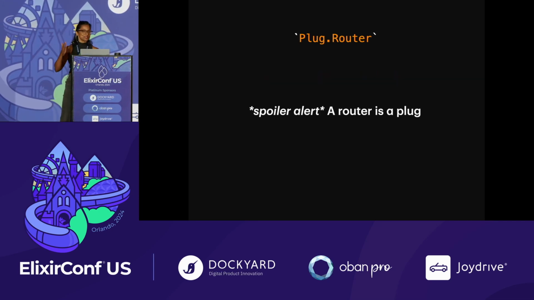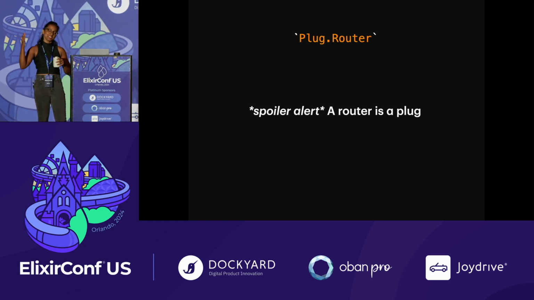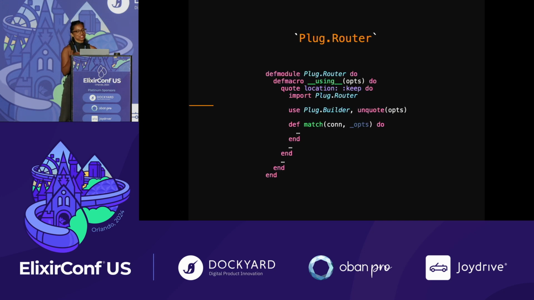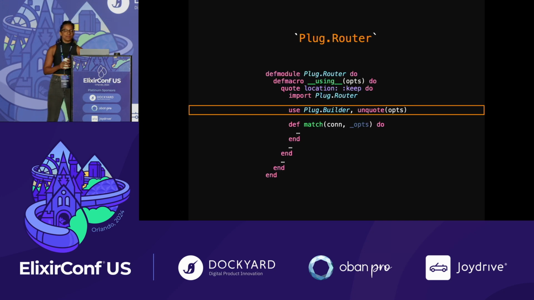But the really cool thing about plug router is that it is a plug itself, which is kind of meta in a way, which I think is cool. And I'll show you exactly why. This is where we go into the weeds a little bit, so bear with me, it will make sense. This plug.router is just code taken from the library. I took a piece of it, because I didn't want to show all of it, as there's so much. But you have this concept of using a plug builder.